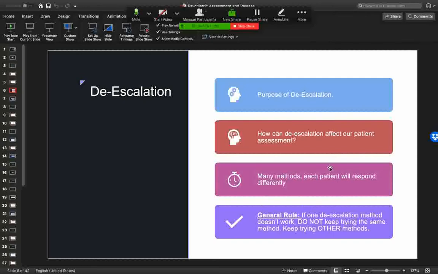So there are going to be many different methods, and we'll go over some, but each patient is going to respond differently. You might have a favorite method that works, but that's not necessarily going to be the best scenario, because each of these patients is going to respond in a different way to each different sort of method. So the general rule here is that if one de-escalation method does not work, we don't keep trying the same thing. Try other methods. If the can won't open with that can opener, you've got to find a different can opener. It's the same concept. You've got to be trying different stuff.